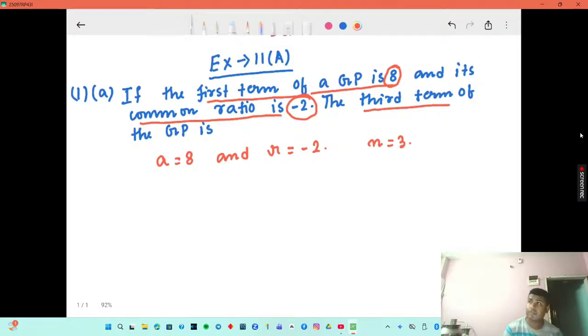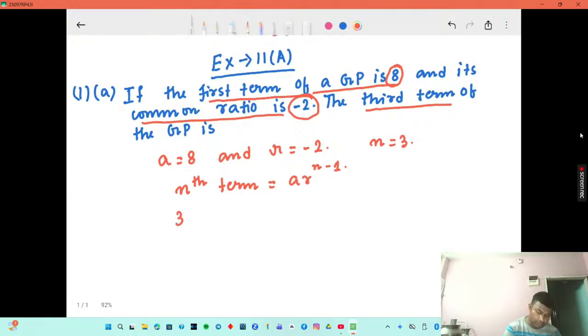So now what is the formula of GP? The nth term is equal to a r to the power n minus 1. So which term?